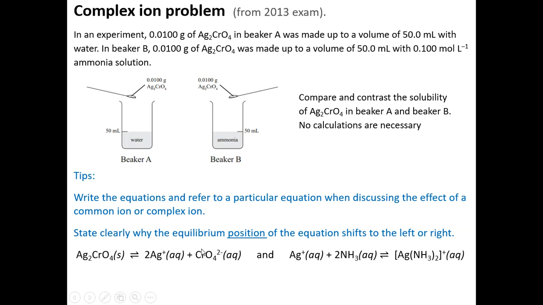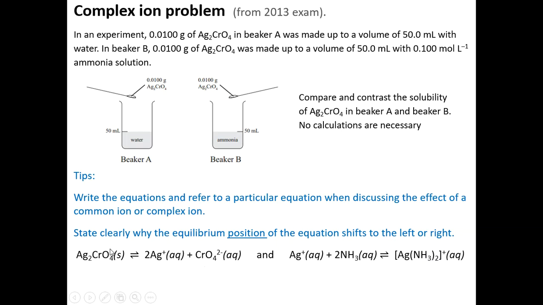So here are the equations. This is the solubility equation, my silver chromate dissolving to form the ions and the chromate, so make sure it's balanced. And this is the complex ion formation. So remember, silver is the exception where it only has 2 ligands instead of 4. All the others are 4.